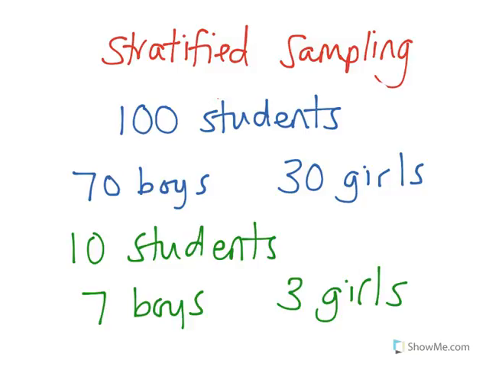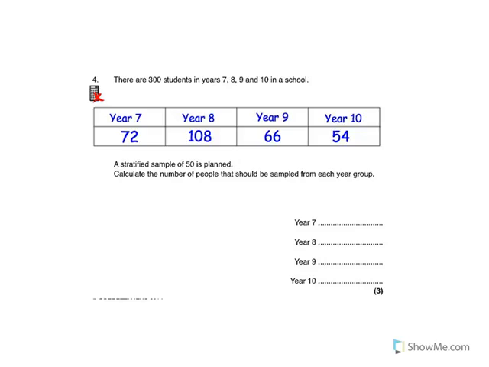Hopefully that gives you an idea of what I'm talking about in these next examples that are a little bit more complicated, but essentially you're trying to find a sample of students or people or whatever you're looking at that represents the proportion in the original data. So let's have a look at a more exam style question.